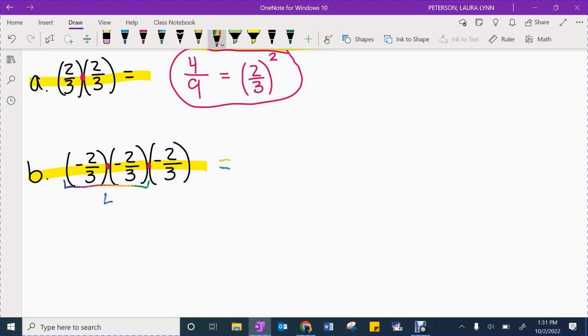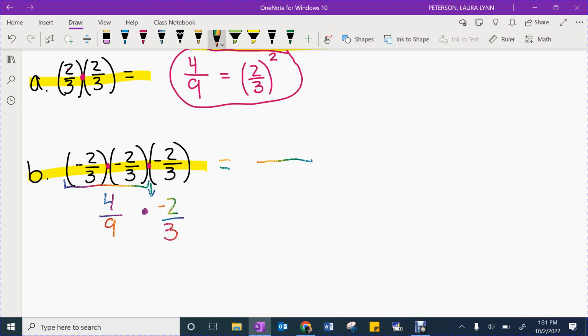2 times 2 is 4. 3 times 3 is 9. When multiplying 2 negatives makes a positive, so I keep 4/9, but I'm still not done with multiplication because I still have to multiply by my other fraction, negative 2/3.